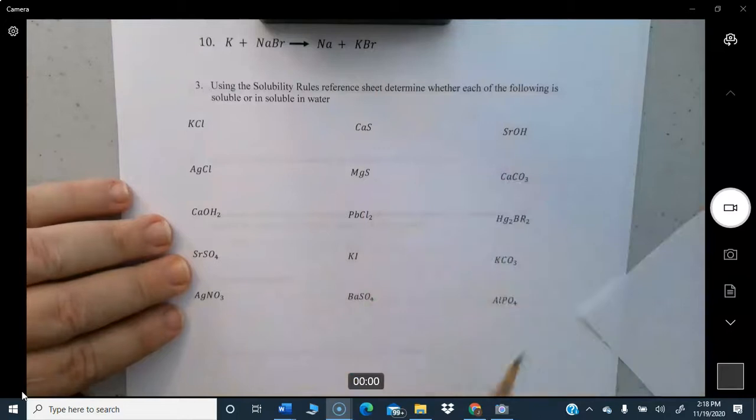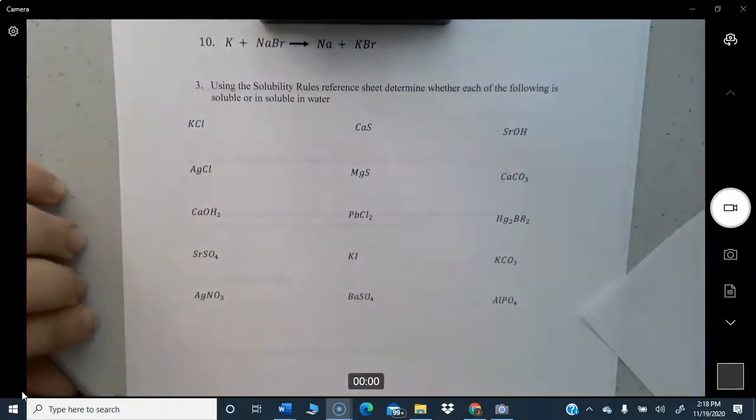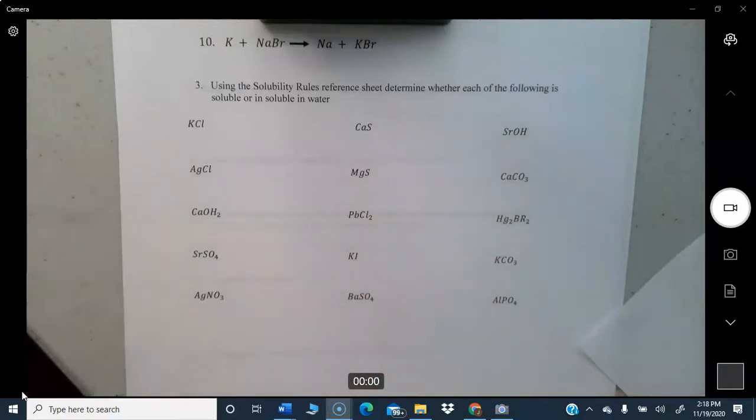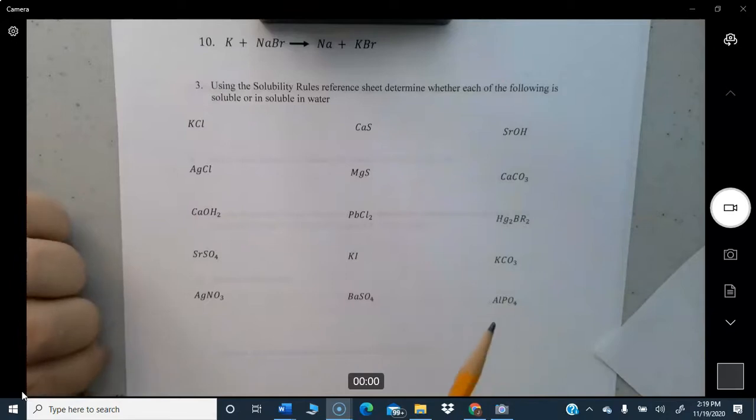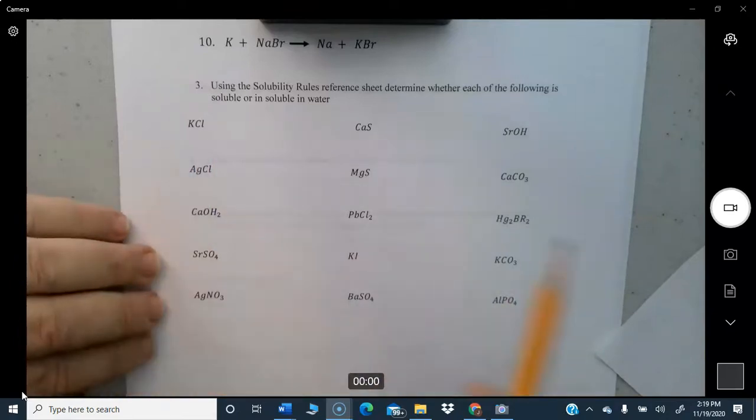I want you to do these on your own, okay? So KCl, I'm going to do them all because I want you to know. Try to do them on your own though. Don't just copy. I want you to know whether you're getting them right. So first one is KCl.